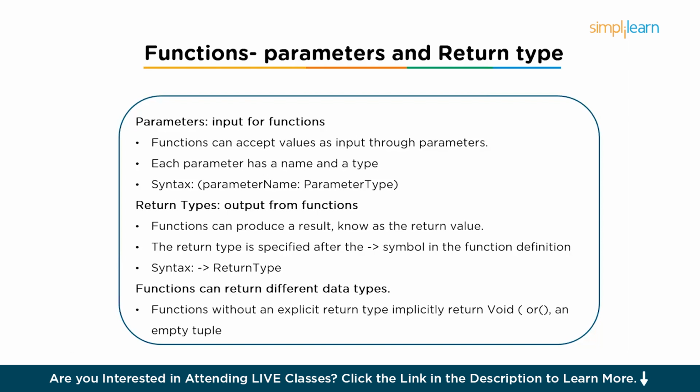Return types. Output from a function. Functions can also produce a result after they have done their work. The result is called the return value. The return type specifies the type of data that the function will send back. You indicate the return type using an arrow followed by the type. We'll see the syntax for this in the upcoming program. It's important to note that a function can return values of any data type, whether it's a simple type like an int or a more complex type like an array or custom object. So let's see a classic example of functions.